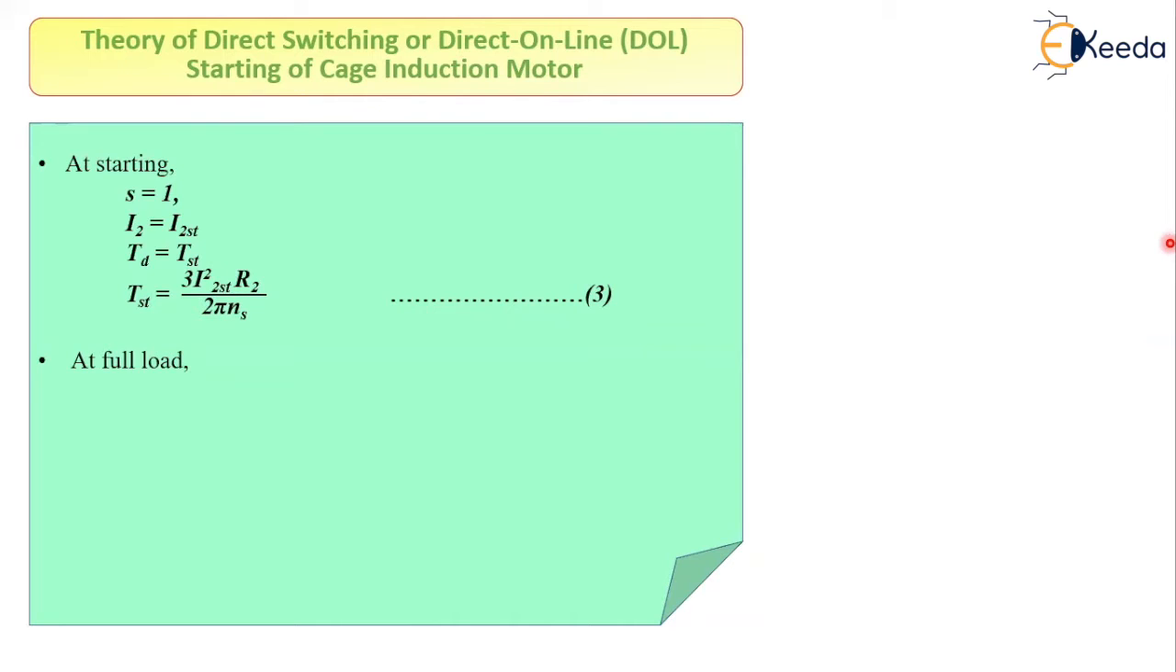Now let us see what happens at full load condition. So at full load condition, let us assume that slip is the slip at full load, that is SFL. Similarly, I2 will become the full load current. So I2 is equal to I2FL. Also, the torque will become TFL, that is the full load torque. So again, we can modify the equation 2 as full load torque TFL is equal to, instead of I2, we have replaced I2FL. So 3 I2FL square R2 divided by 2 pi ns, and instead of slip, we are going to assume SFL, that is full load slip. Let it be equation number 4.